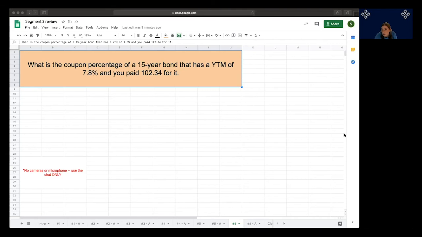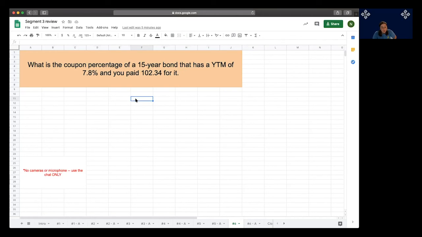Okay, I'm seeing a lot of answers in the chat, so I'm going to guess you're close to finished. If not, you already finished, so we're going to go through it. As with every other problem, you start by labeling everything you have. Your overall goal is to get your coupon percentage. In order to get a coupon, you have to solve for your payment, so we're first going to solve for a payment.